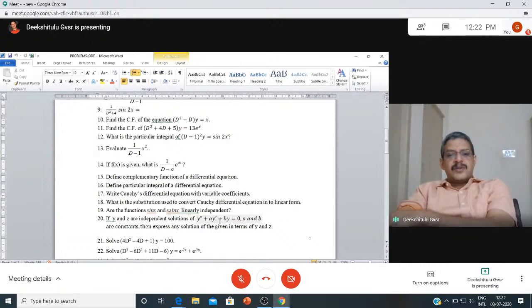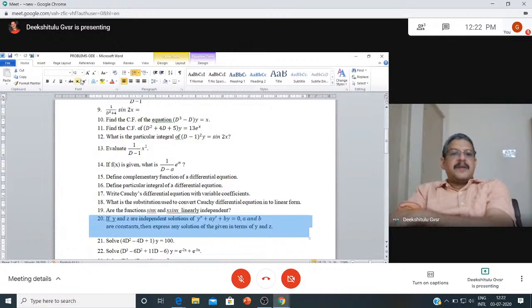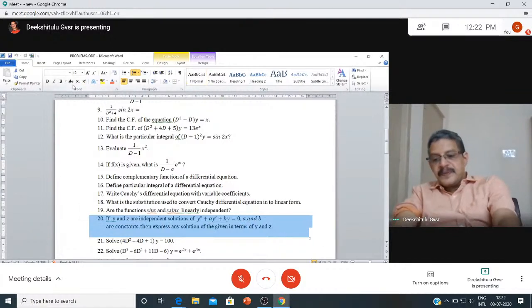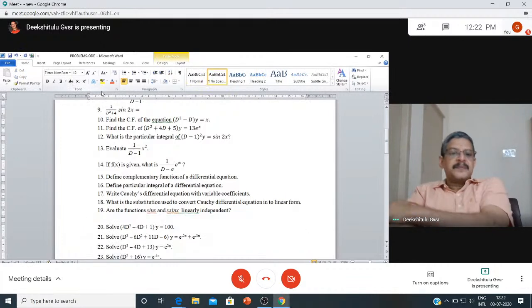If y and z are independent solutions of y double dash plus a y dash plus b y is equal to 0, where a and b are constants, then express any solution of the given equation in terms of y and z. There is some mistake here in this problem. There is some problem here because y and z cannot be independent. Okay. So leave it. Let's delete this. This is a mistake.